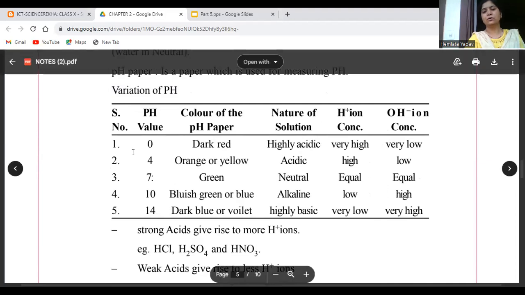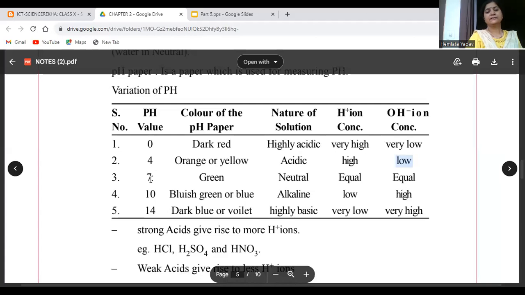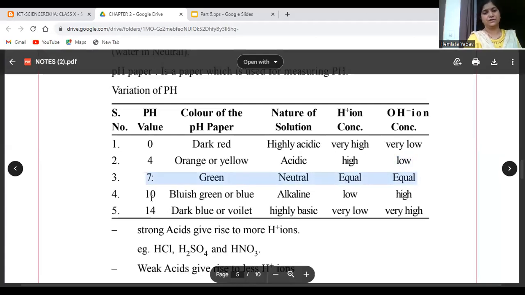And if it is 0, then it should be dark red, highly acidic, very low pH it will be having, and high concentration of H+ ions should be there. And if it is 4, then it's orange or green. It's slightly converting into green, and it's still acidic, and has high H+ ion concentration and low OH-. When it is 7, then it is neutral, equal H+ and equal OH-.